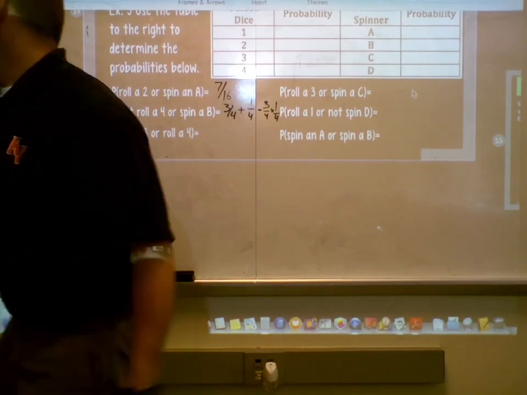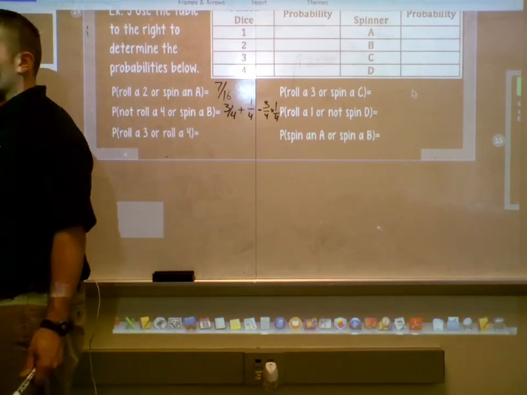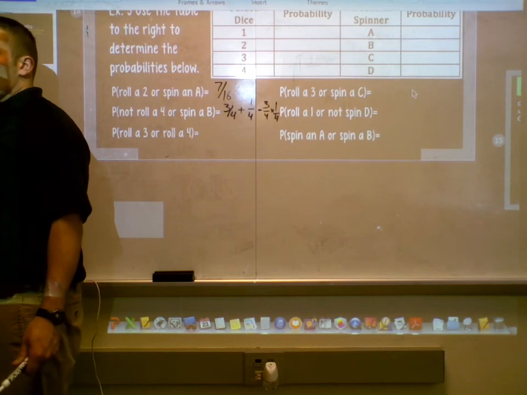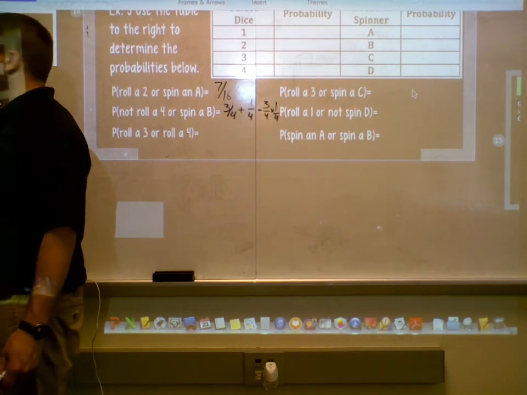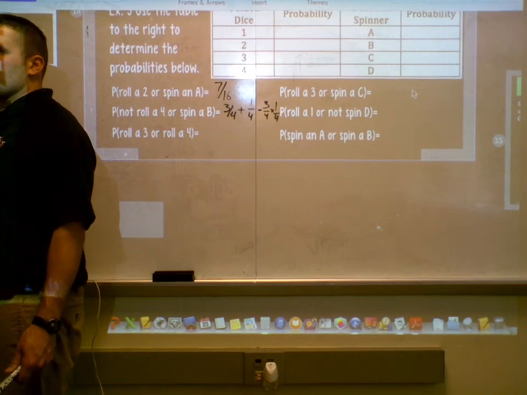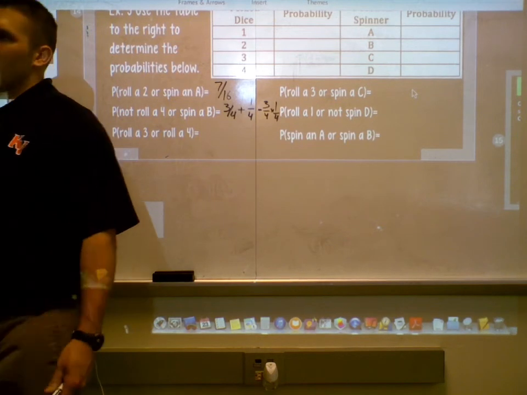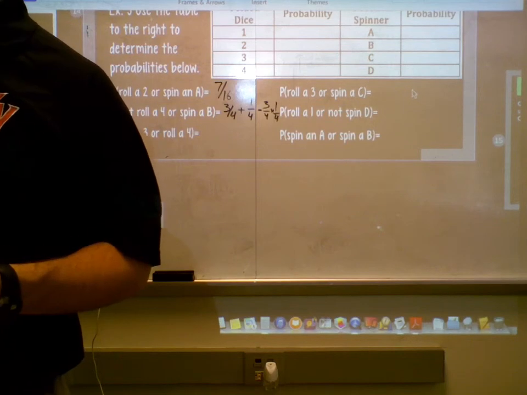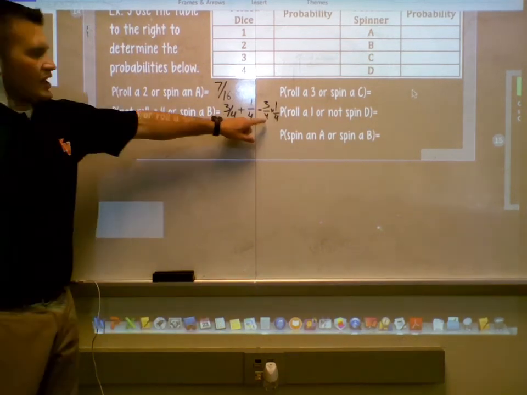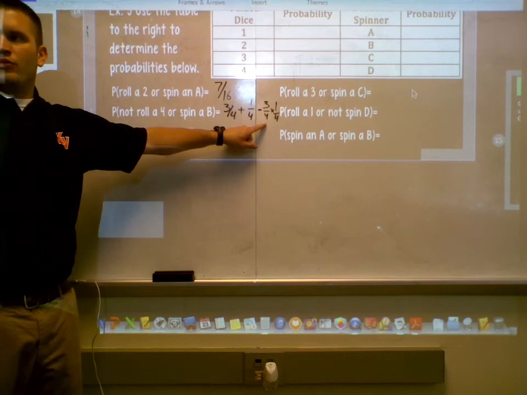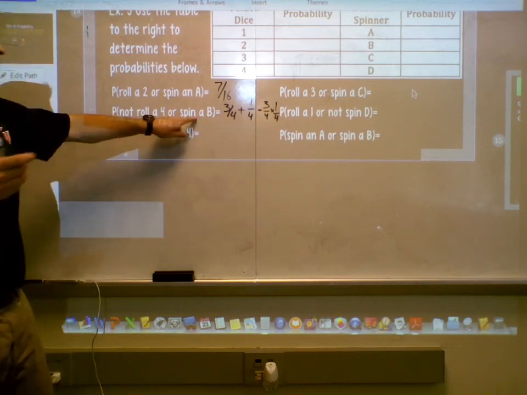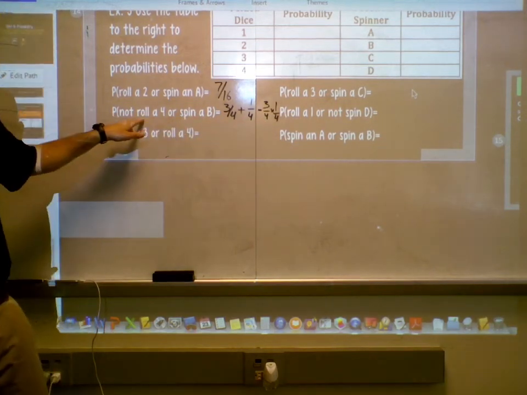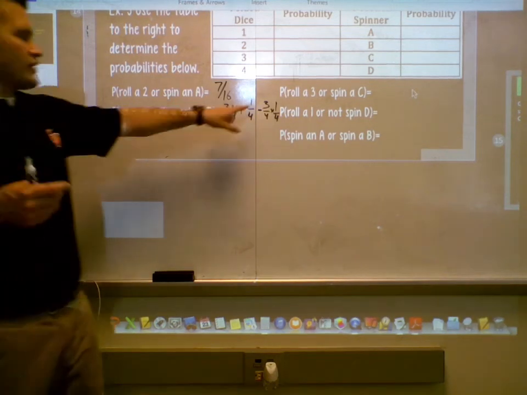But the problem is, if I count the 3 in each row that aren't a 4, I'm counting these ones twice, and I can't do that. Because now my events, instead of being out of 16, they're out of 19. Okay, does that make sense? So that's why I need to subtract the and, because I can't count the ones that overlap, spin a B and not a 4, twice. So we have to subtract it.